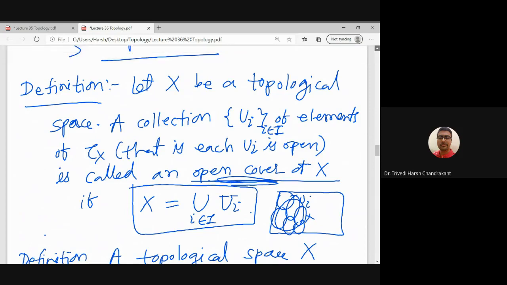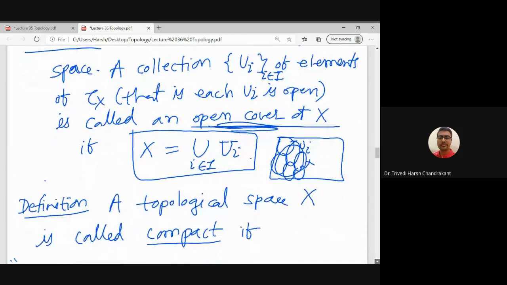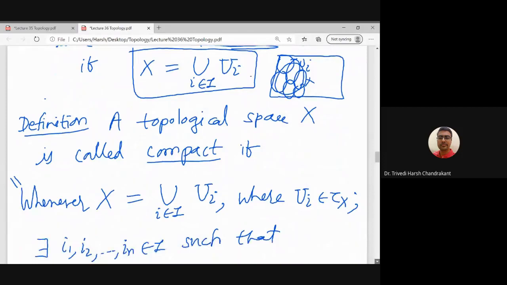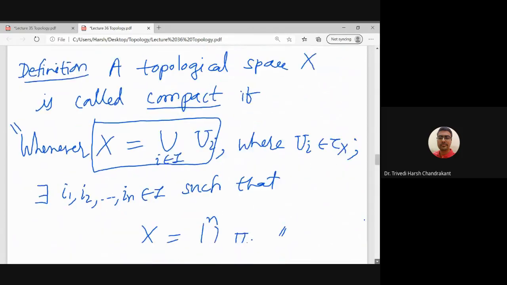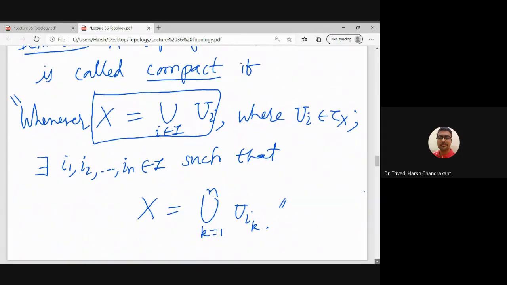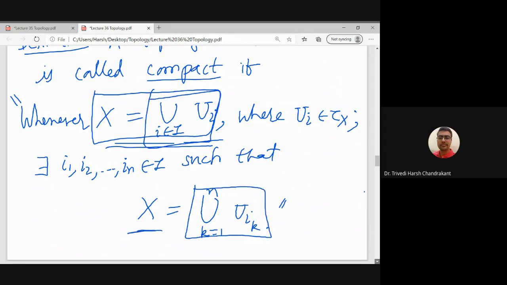So that means for every point small x in capital X, I can find some ui such that x belongs to ui. A topological space is called compact if whenever I am given an open cover of X, that means each ui is an open set, then I can find finitely many indices i1, i2, ..., in so that I can reduce this full union to a finite union and still get the whole space X.